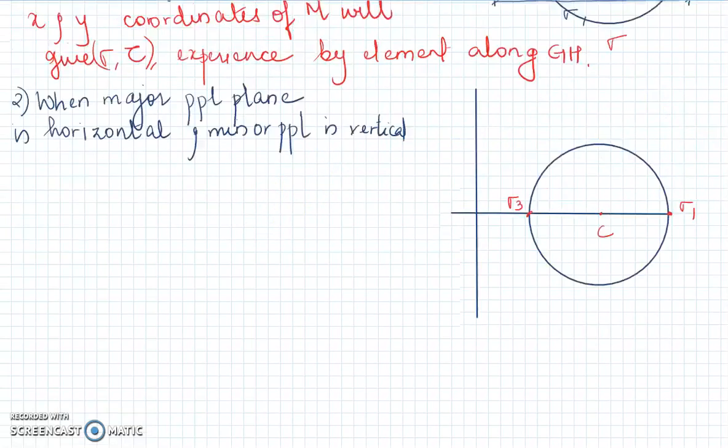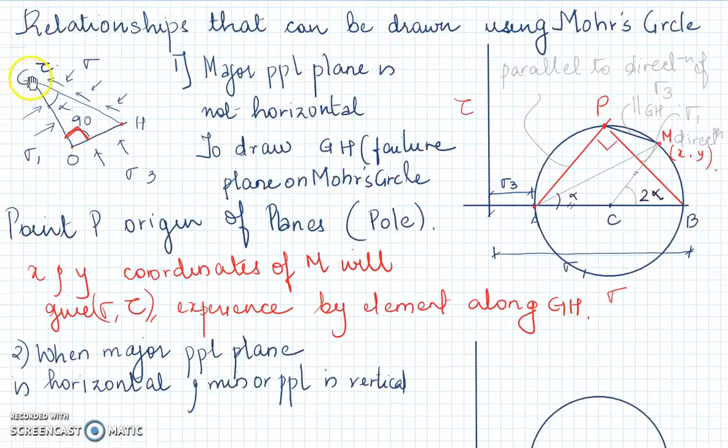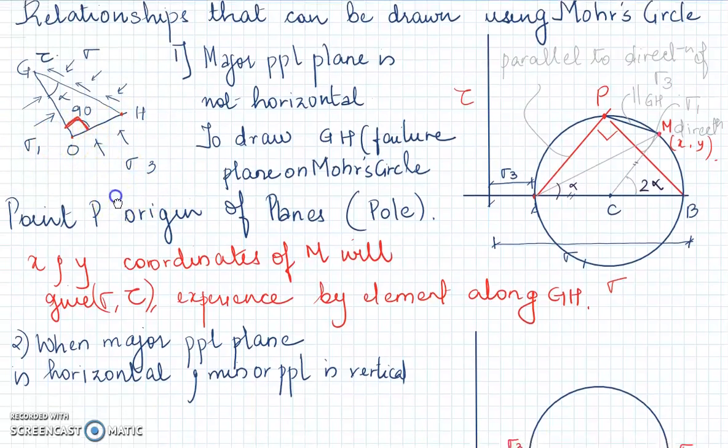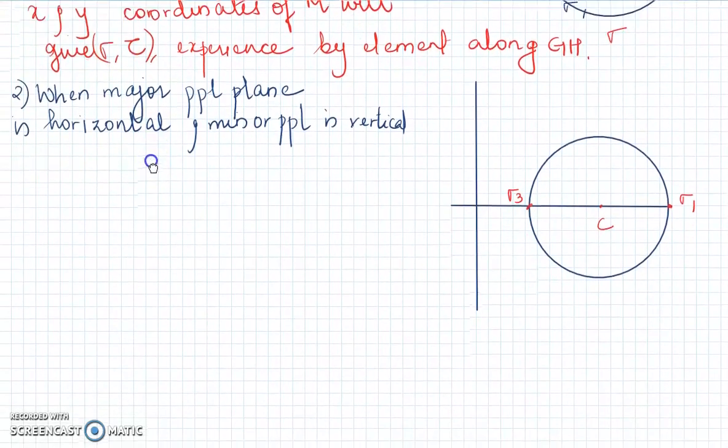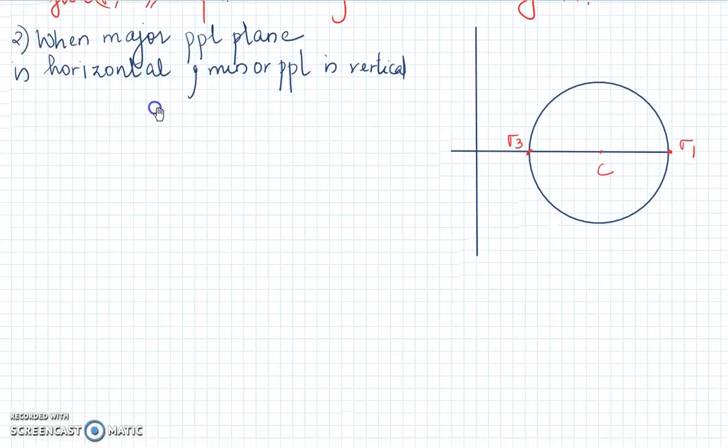What I'm trying to say is, you can see the major principal plane is this GO. This is going to be horizontal. The stress is going to be acting in vertical. If this is horizontal, the stress is going to be vertical. And OH is the minor principal plane. Sigma 3 will be acting in horizontal direction. The plane will be vertical. So in that case, how will I modify my Mohr circle?